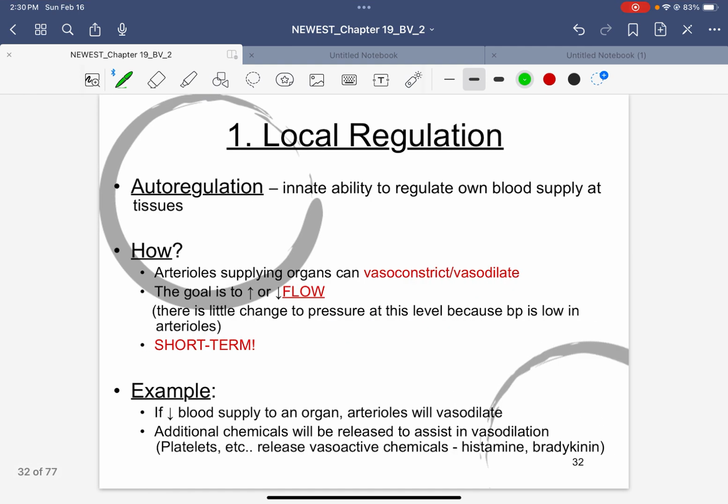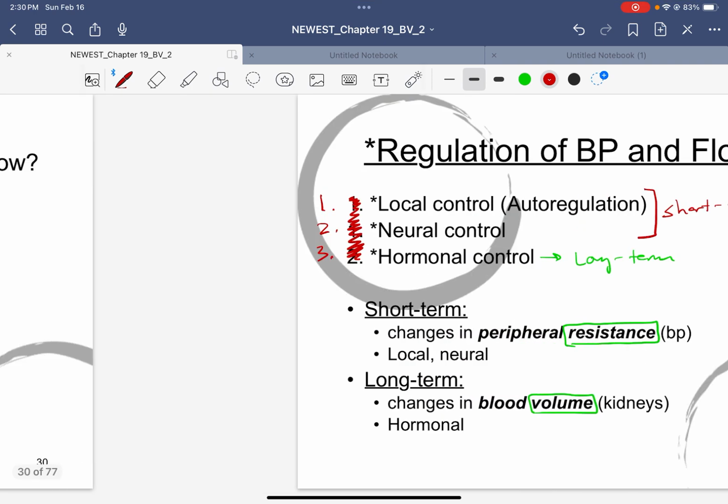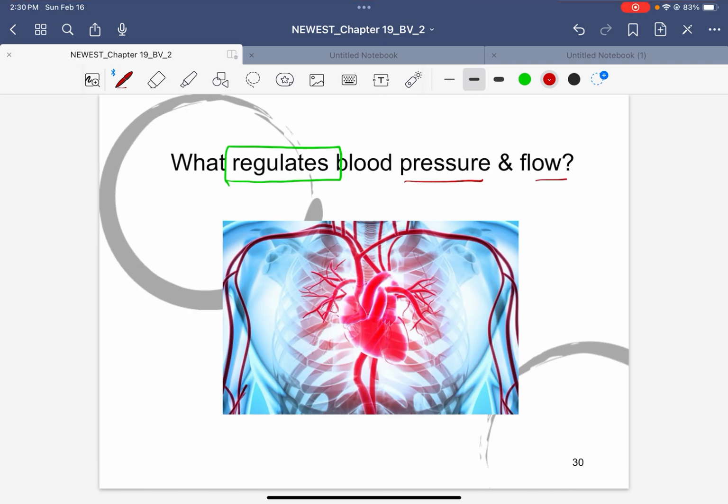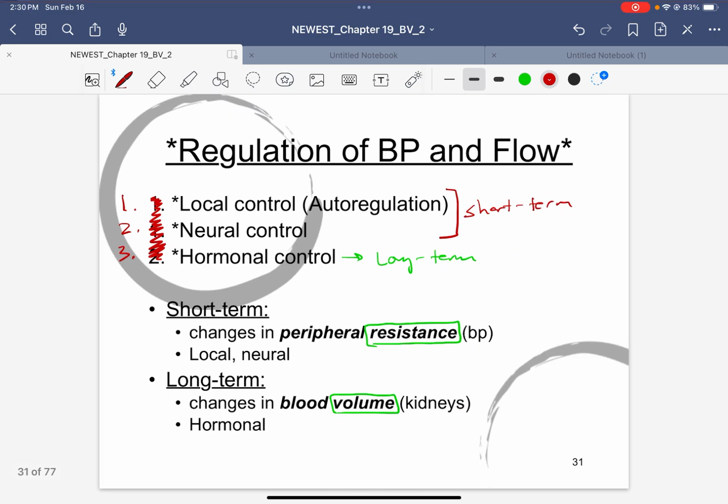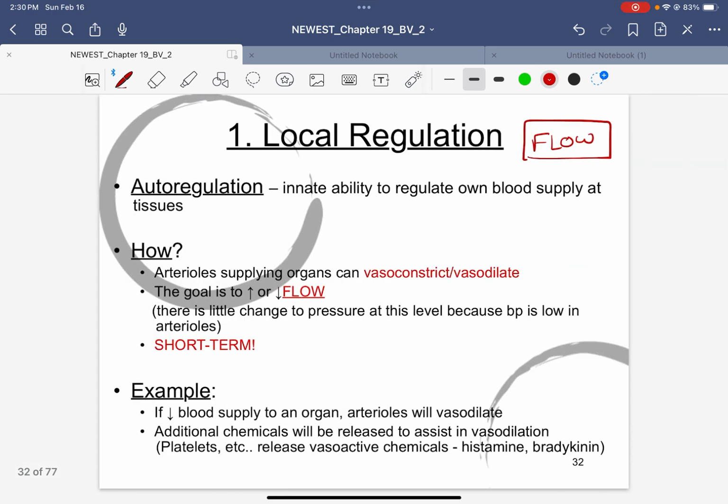One way. And we're going to be focusing on flow. Local autoregulation here. We are focusing on blood flow. It does affect pressure a little bit. So remember, we're talking about regulation of blood pressure and flow, both. This first one, autoregulation, is more so a regulator for flow. It indirectly affects pressure, of course, but it's more so about flow. This is what we've already talked about.